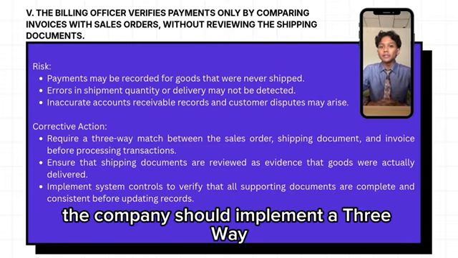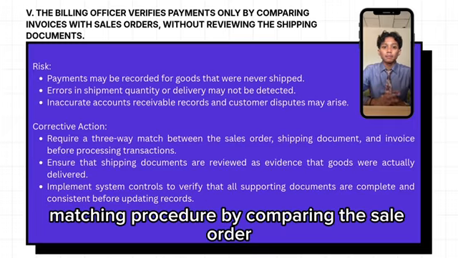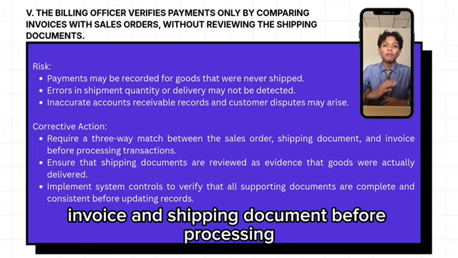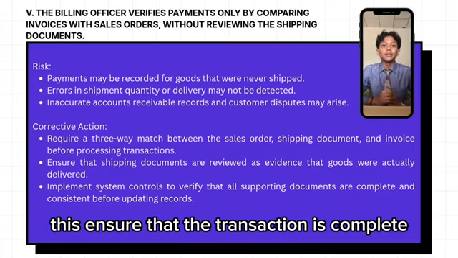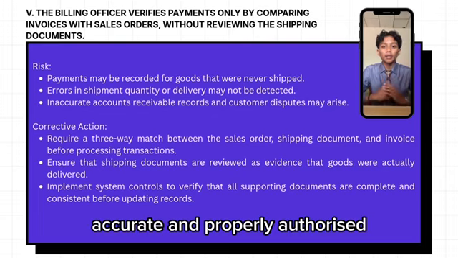To reduce this risk, the company should implement a three-way matching procedure by comparing the sales order, invoice, and shipping document before processing any payment or updating the accounting records. This ensures that the transaction is complete, accurate, and properly authorized.